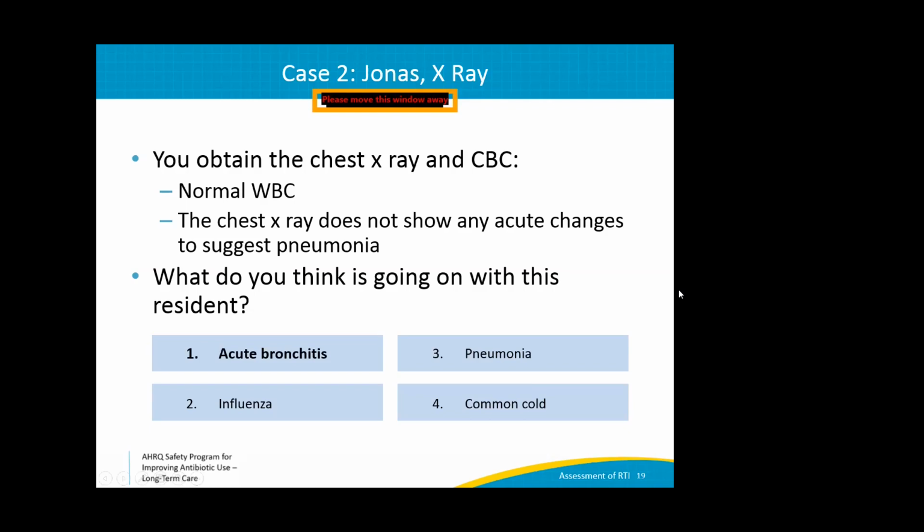The answer that we're going for with this question is acute bronchitis. In this case, he does have wheezes on his lung exam, and he has a productive cough. Those things would fit with a lower respiratory tract infection like bronchitis. This is most likely a viral infection similar to the common cold, but just affecting a different part of the respiratory tract.